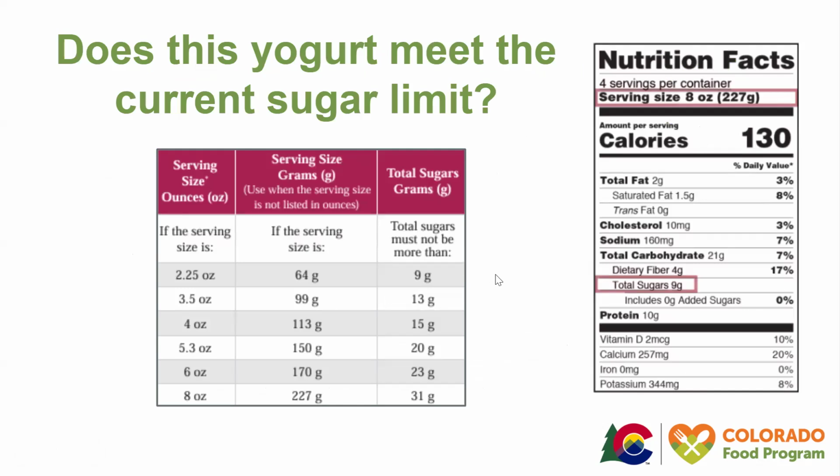All right, so these are the current sugar requirements, going based off of the total sugars. So this is a product example or nutrition label. I don't know if you want to put it in the chat. When looking at this chart, does this yogurt meet the current sugar limit requirement? You're going to look at your serving size, which is 8 ounces or 227 grams, and then the total sugar is 9 grams. So just throw it in the chat if you think this is creditable or not.